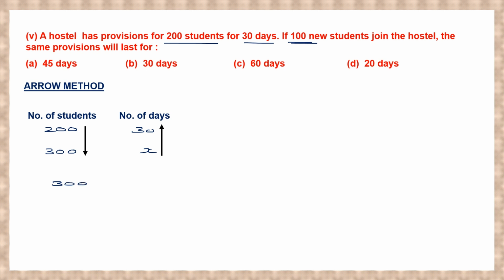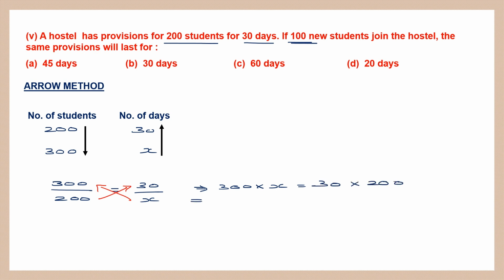So we have 300 by 200 is equal to 30 by x. See what is close to the arrowhead. So now we're going to do cross multiplication here. So what do we see? This now becomes 300 into x is equal to 30 into 200. Now let's find the value of x. x is equal to 30 into 200 by 300.